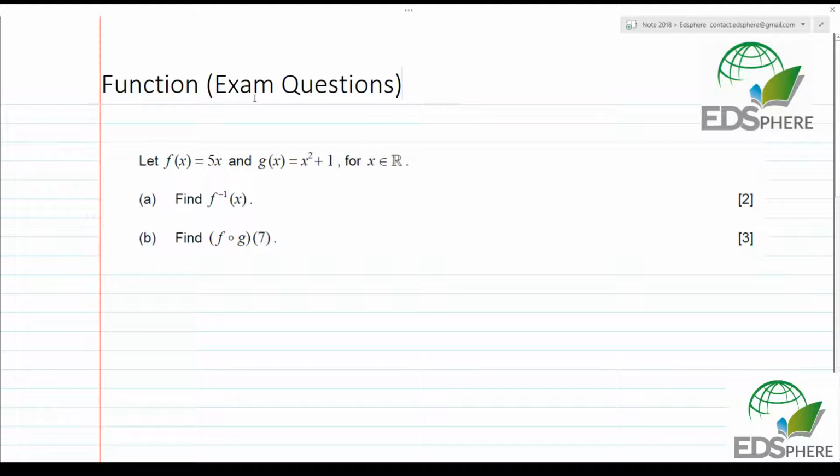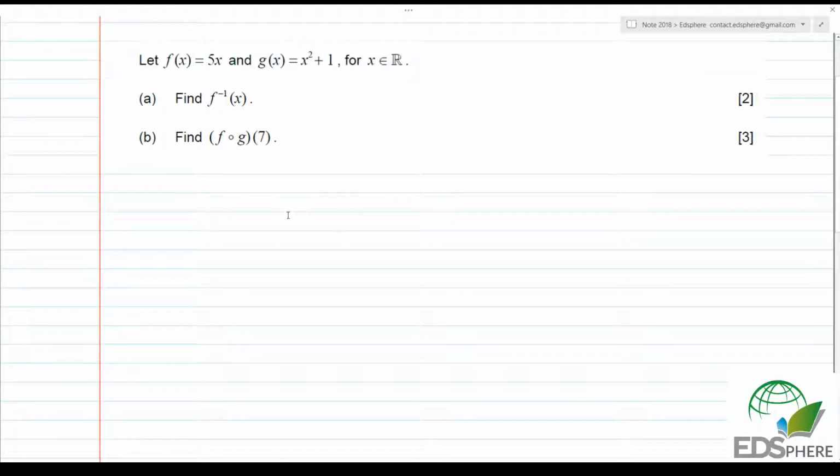The first one is relatively easy. It only asks two different types of question. The first type is an inverse function. The second question, part B, is a composite function. So how does this work? Well, simply looking at this, we are going to figure out what f minus 1 of x is. So that's an inverse function.